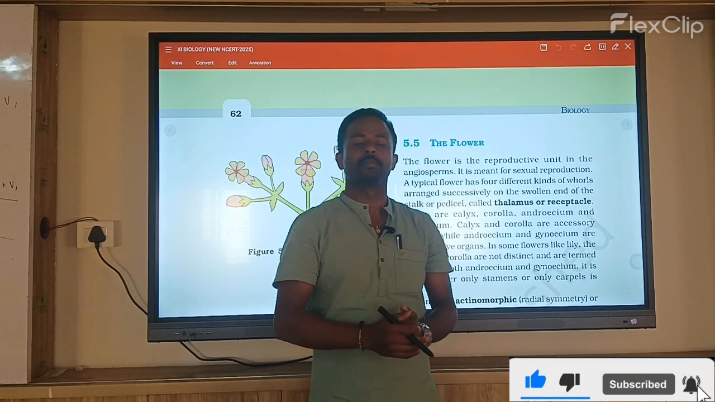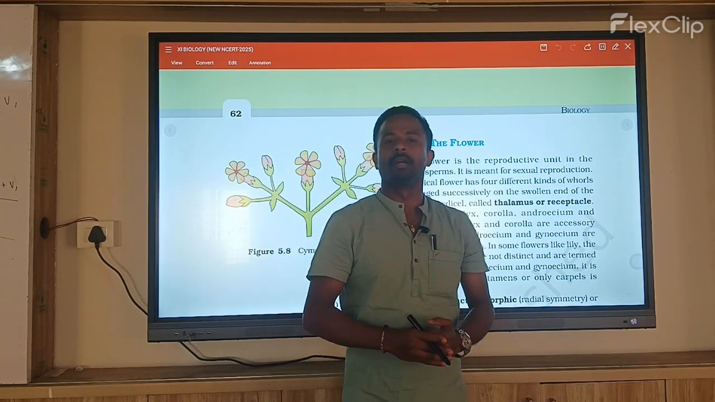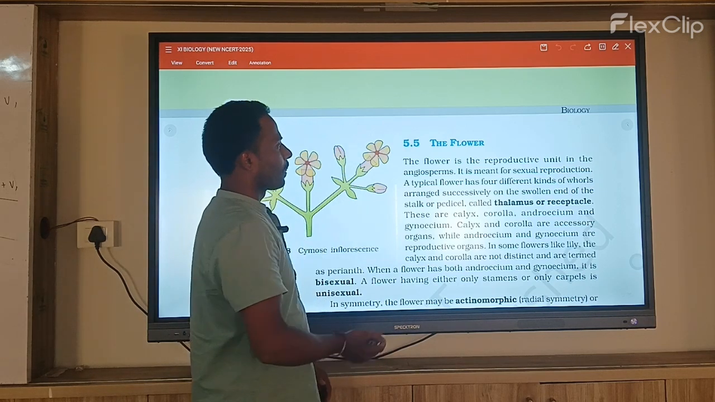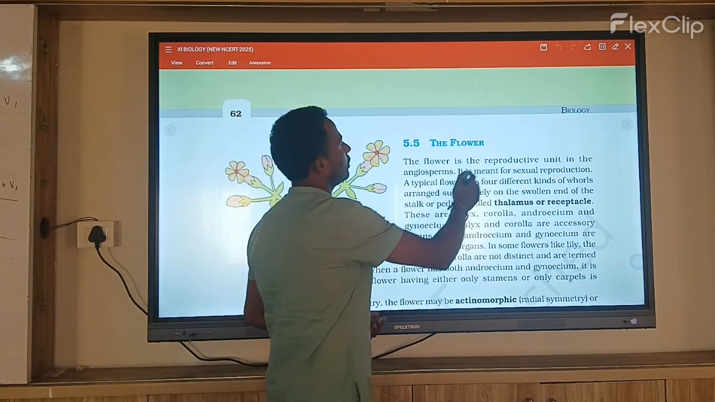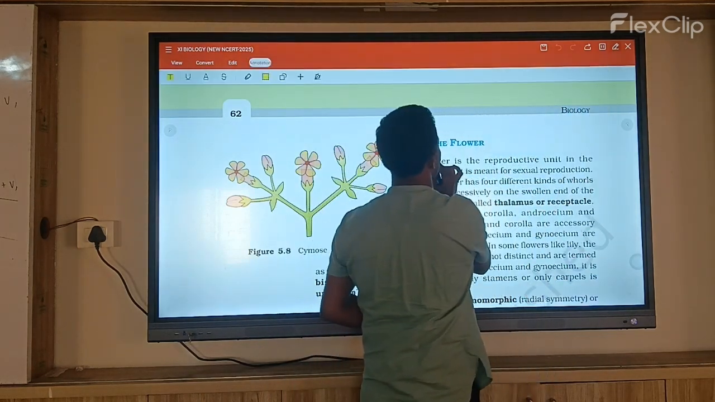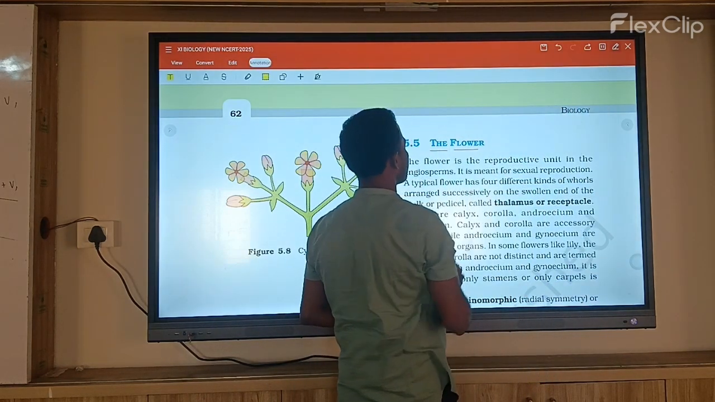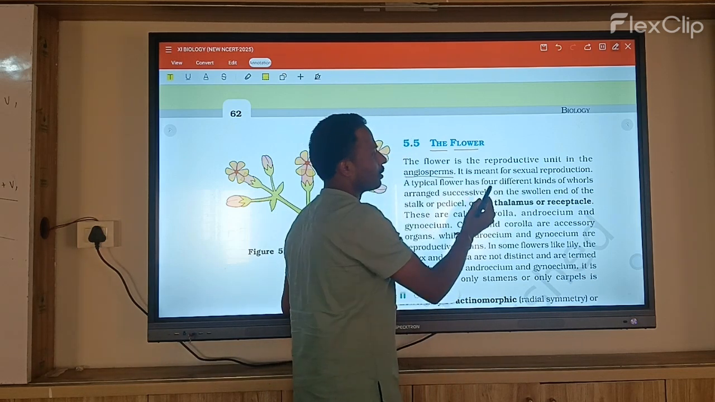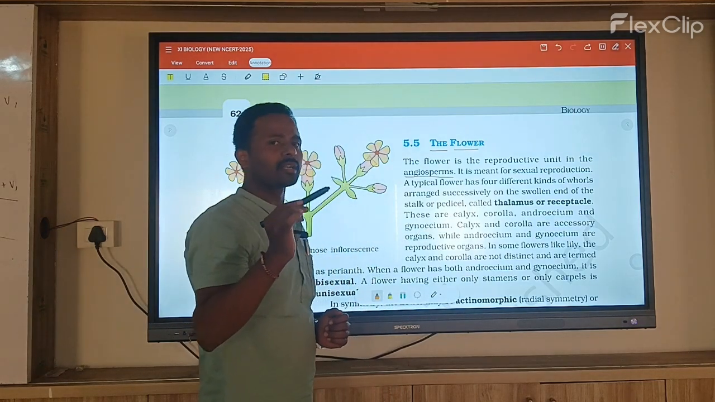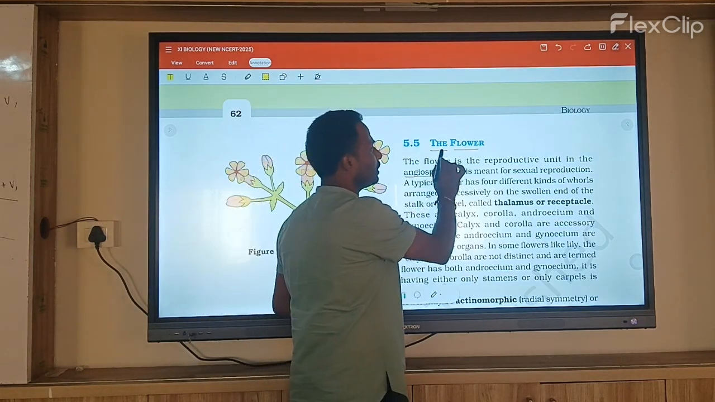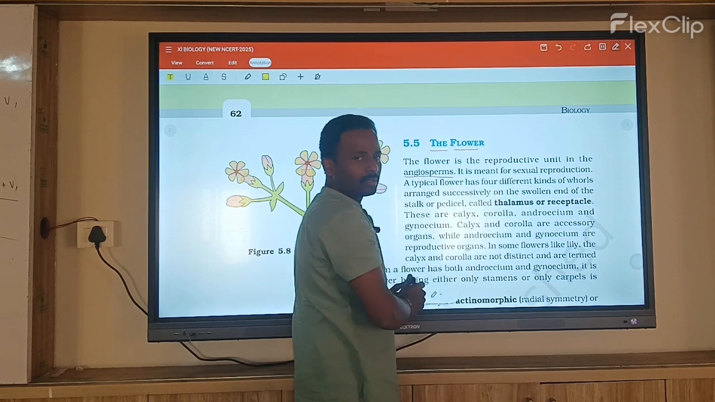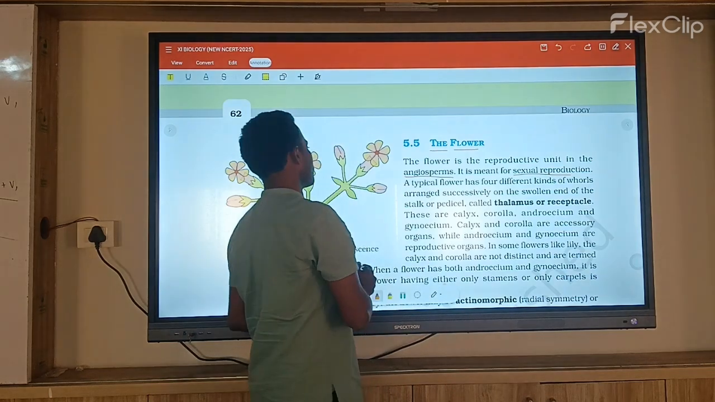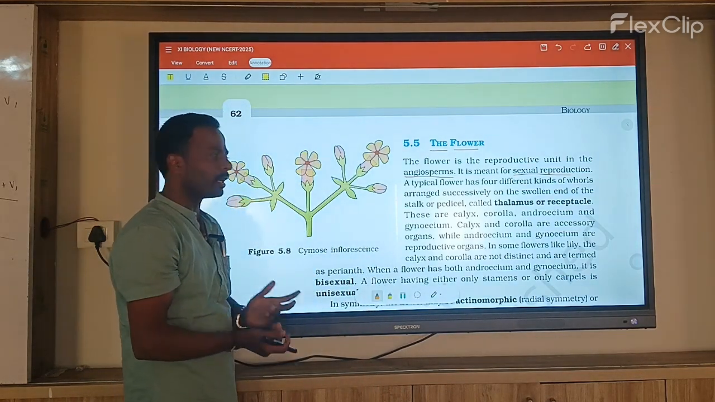For this section, we discuss the morphology of flowering plants, part 3, the continuation of stem and leaf. Now the flower. Let us discuss the flower. The flower is the reproductive unit in the angiosperms. The major character of the angiosperm is the flower. It is meant for sexual reproduction. The flower mostly helps with reproduction.